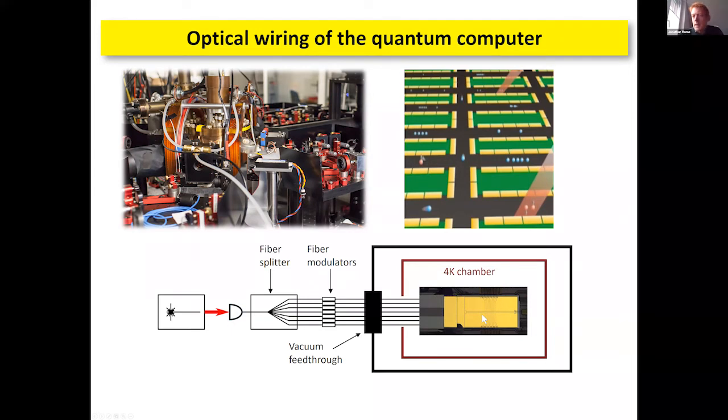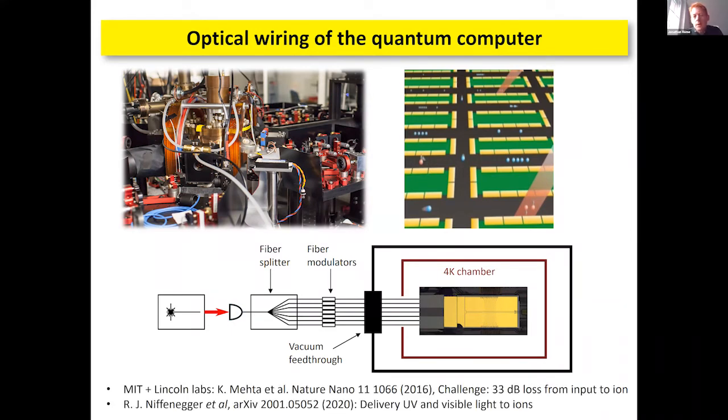I should say we're not the first group to explore this. At MIT and Lincoln Labs, Rajiv Ram and John Ciavarini and co-workers did some experiments in 2016 where they performed single qubit gates via light delivered by the chip. That was all done at a single wavelength, 670 nanometers, and that's now been extended into the UV.